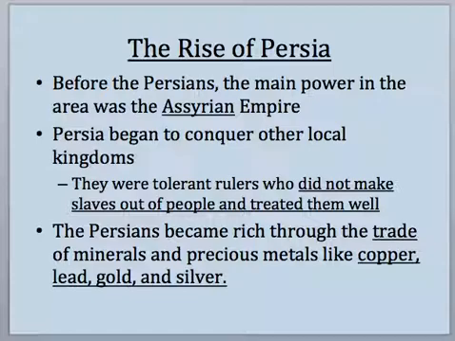There were tolerant rulers who did not make slaves out of the people, and it treated them well. In fact, slavery is outlawed within the Zoroastrian faith, so it didn't go hand in hand together. So out of all empires to be taken over by, the Persians probably weren't that bad. But of course we know from the Persian Wars that the Greeks think differently. The Greeks and the Persians did not get along. So the Persians became rich through trade. They traded precious metals like copper, lead, gold, and silver. And we will learn about how they became so popular in trading once they made the royal road.